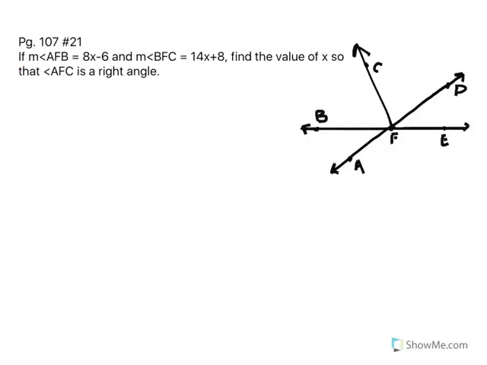So this is number 21. If the measure of angle AFB equals 8x minus 6, okay, and the measure of angle BFC equals 14x plus 8, find the value of x so that AFC is a right angle. Okay, first, what is the question asking us? It is giving us the measure of two angles right here, AFB and BFC. And then it is asking us to solve for x so that AFC is a right angle.